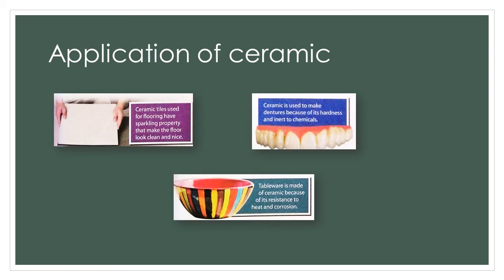And also tableware is made of ceramic because it's resistant to heat and corrosion. So normally our tableware is not plastic, it's made of ceramic, right? Okay, because it's very resistant to heat and corrosion. Okay, next the next subtopic we learn is polymer.